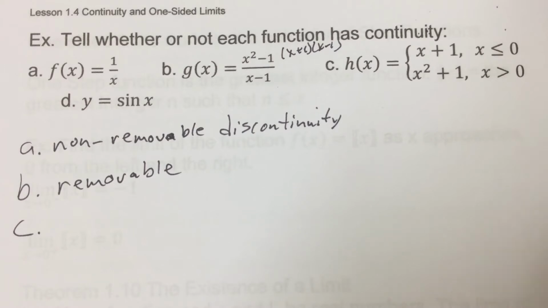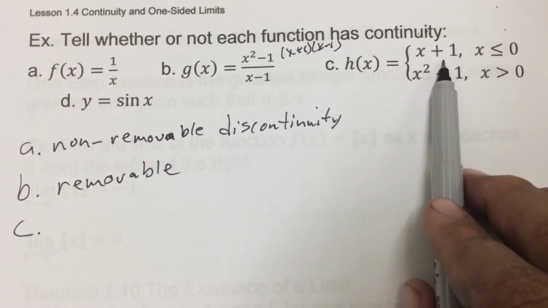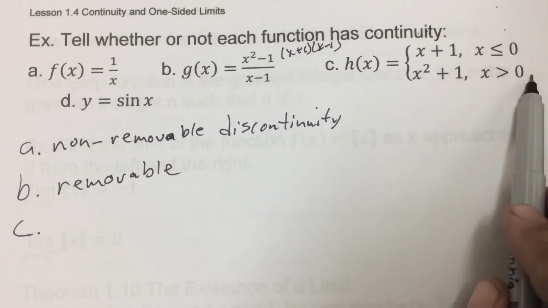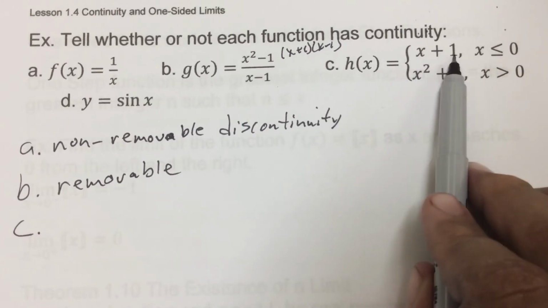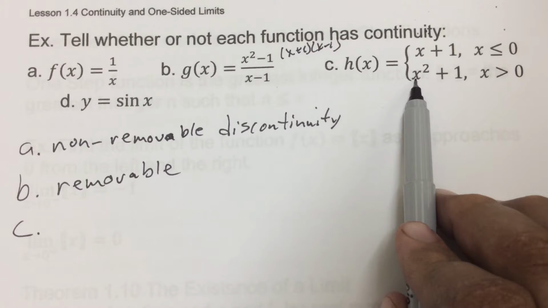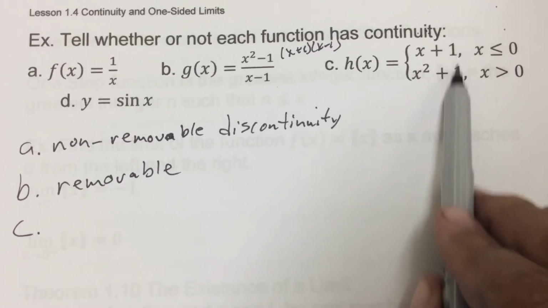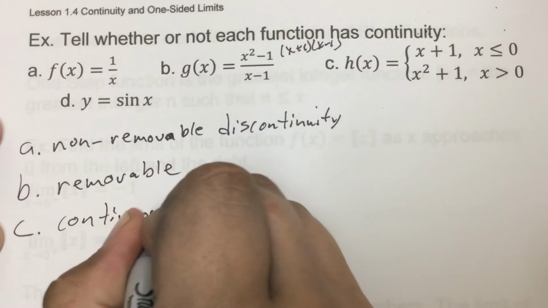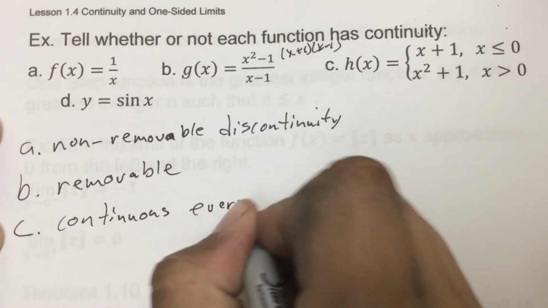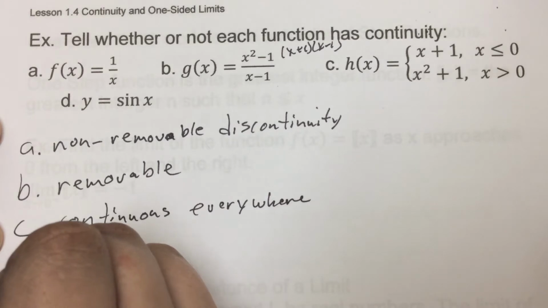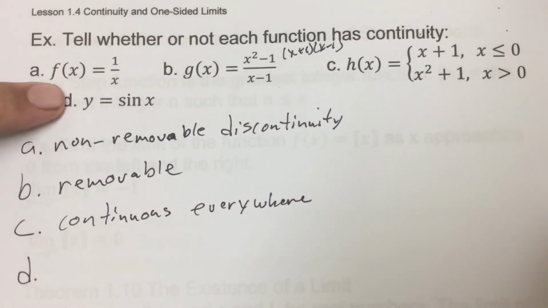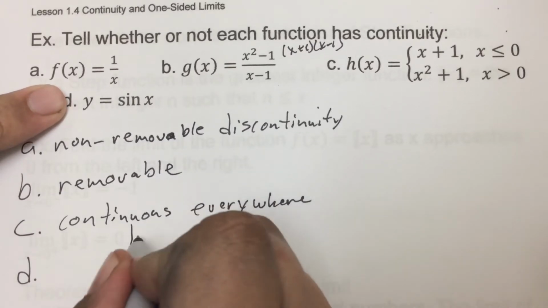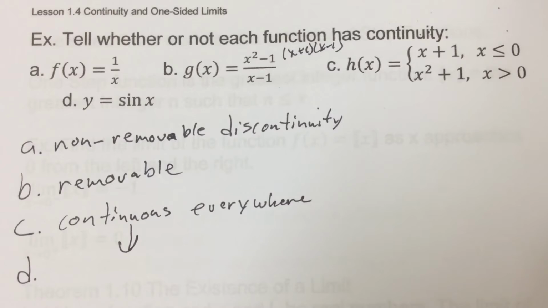C, though, the only thing is we'd have to check and make sure that we have our overlap. So at 0, if we put 0 in here, 0 plus 1 is 1. 0 squared is still 0, plus 1 is 1. So there's not going to be a break, not going to be a gap. They're going to be at the same spot. So for C, it's actually continuous everywhere. And if we look at D, sine, there's no place that would cause issues with sine. It's just going to bounce back and forth. So it'll be the same thing. It'll be continuous everywhere on that domain.